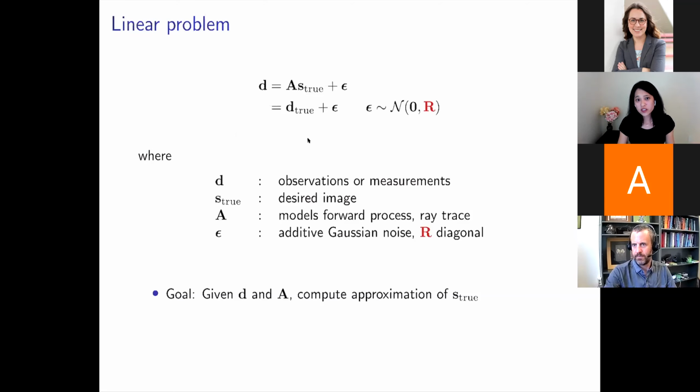So we're going to focus on the linear problem here, where we have some assumption on our noise. In this case, we'll assume it's a Gaussian with, say, 0 mean and maybe some covariance matrix R, which for our case, we're just going to assume that this is something simple like a diagonal or a scalar times identity matrix. So the inverse problem is given the right-hand side D as well as knowledge of your forward model in this A matrix, we want to compute an approximation of this S true.